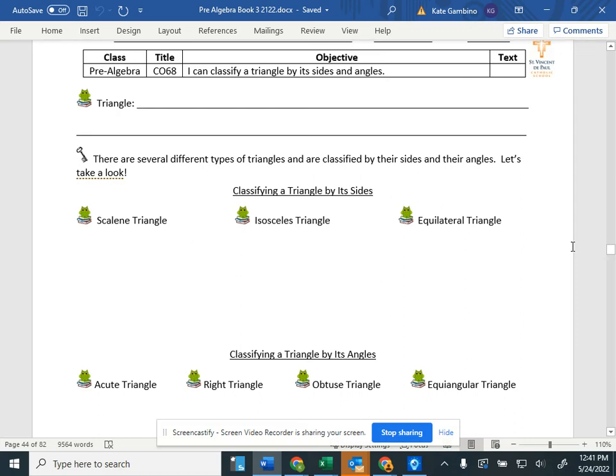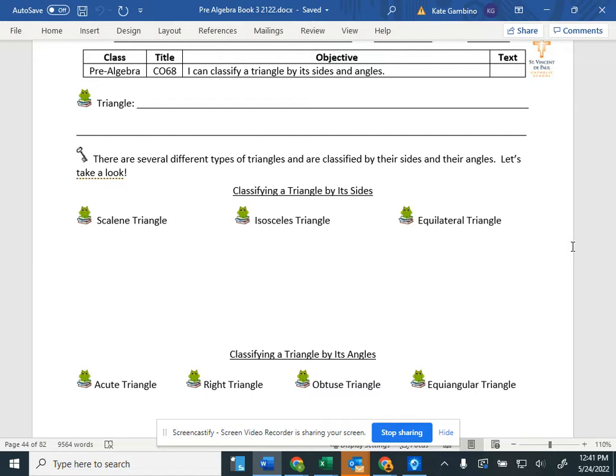Good afternoon. We are continuing with Unit 11. Remember, this is our last week of this unit. Next week will be the practice test and the test. So, today we are doing CO168.